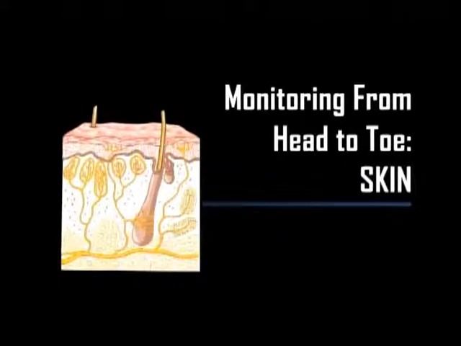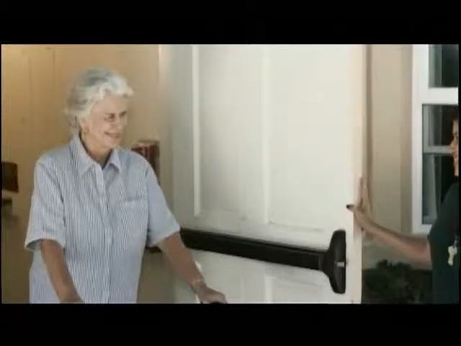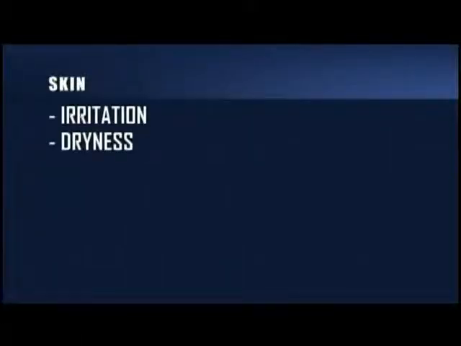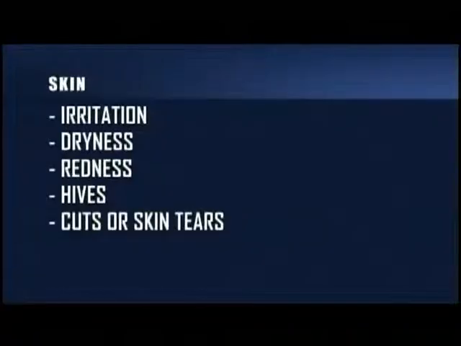Don't forget to monitor the person's skin. This is one of the easiest parts of the body to observe, and in the frail or the elderly, one of the most at risk. Here's a few things to watch for: irritation, dryness, redness, hives, cuts or skin tears, bruises, or any rashes.